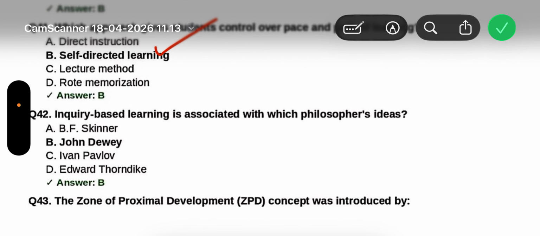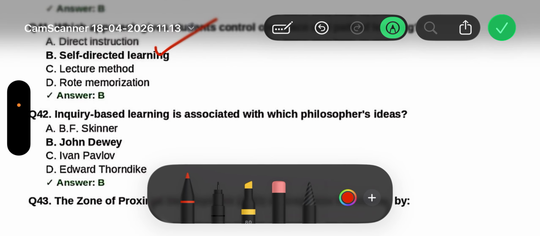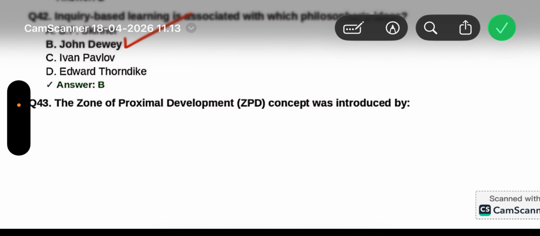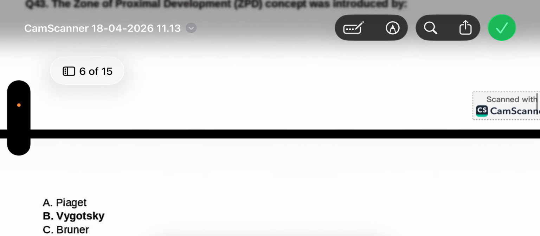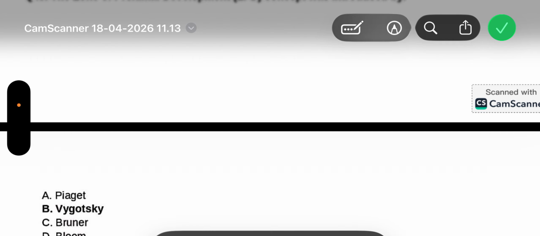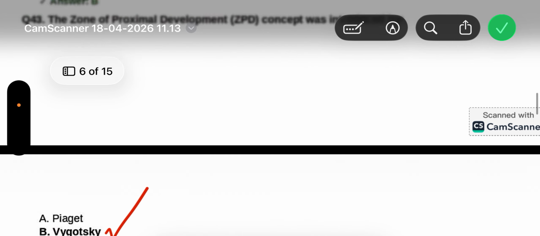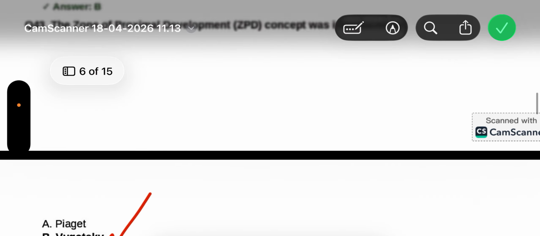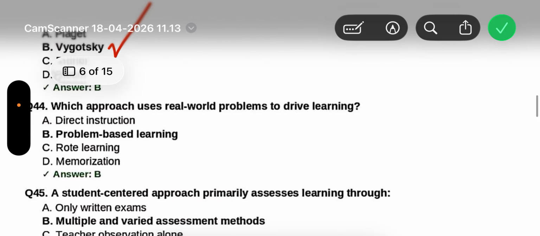Question number 42. Inquiry-based learning is associated with which philosopher's ideas? Inquiry-based learning is associated with John Dewey. Question number 43. The zone of proximal development concept was introduced by Vygotsky. Vygotsky developed the zone of proximal development, ZPD. It was introduced by Vygotsky.